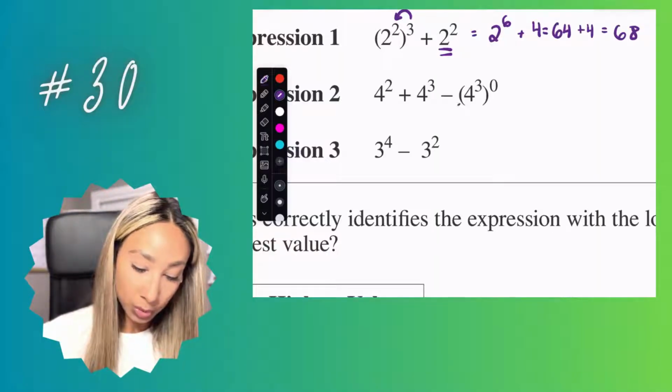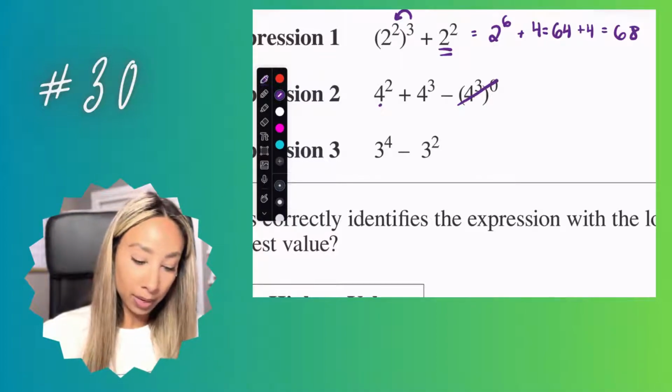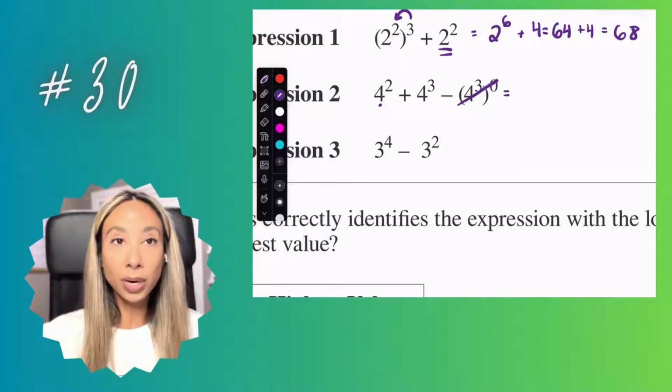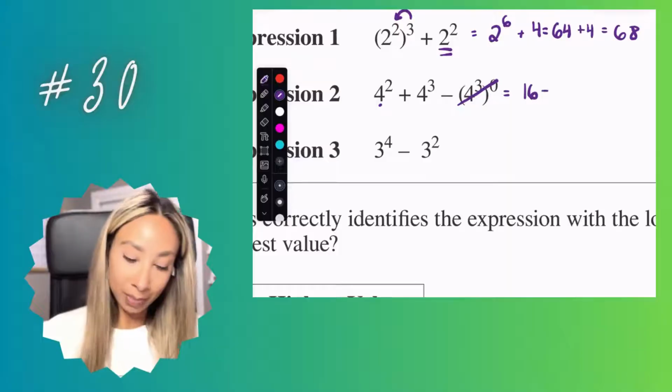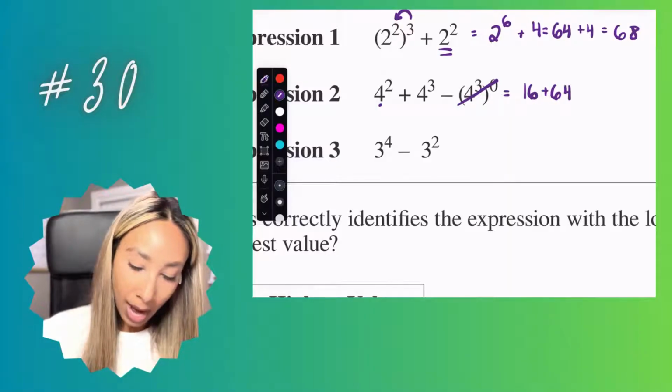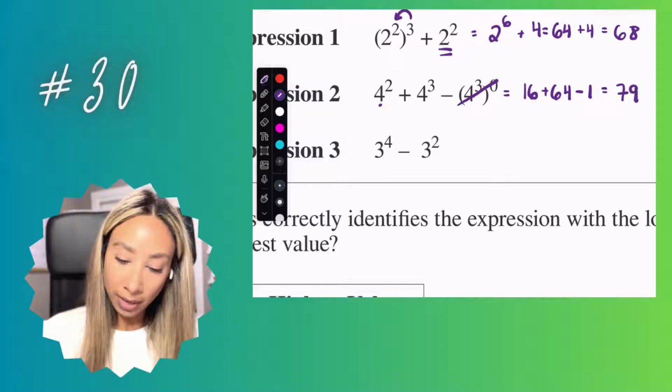This one we know just goes to 1. Anything to the power of 0 is 1. So now we just have to evaluate 4 squared. Well, 4 squared is 4 times 4, that's 16. 4 times 4 times 4 is going to be 64. And then we've got to take away that 1. So that's going to give me a total of 79.